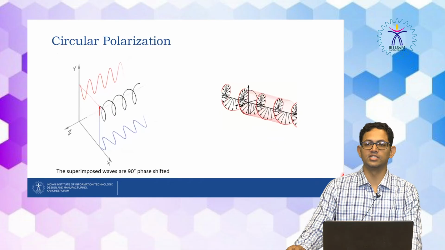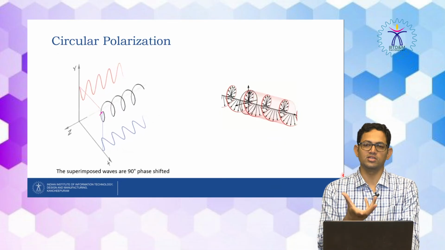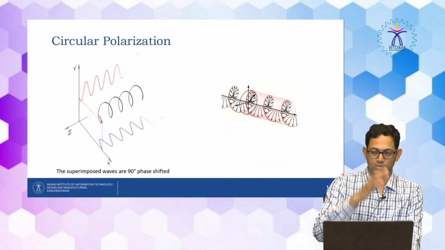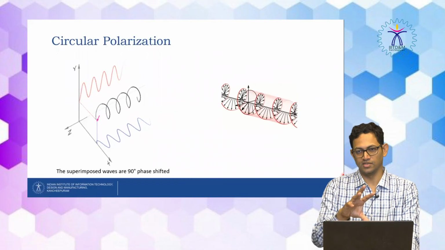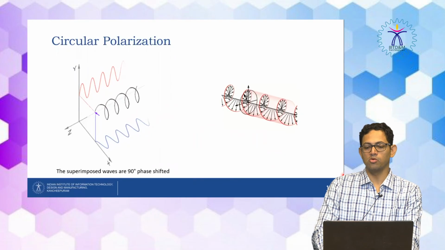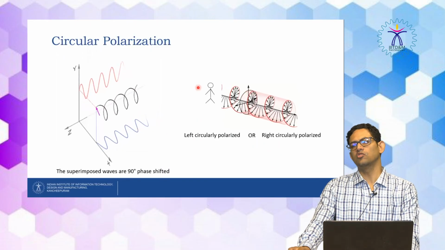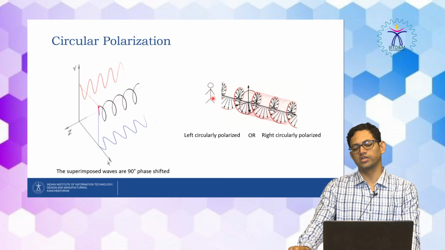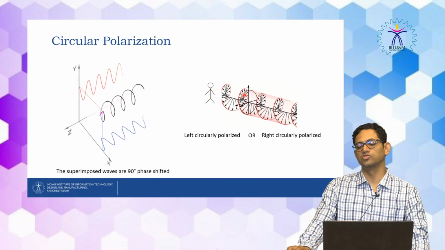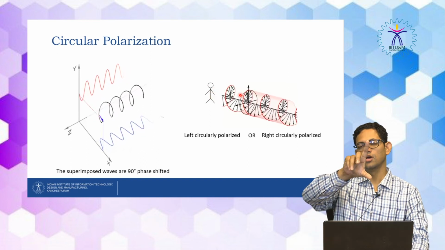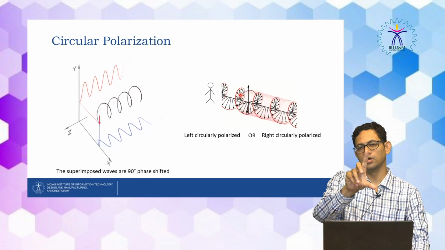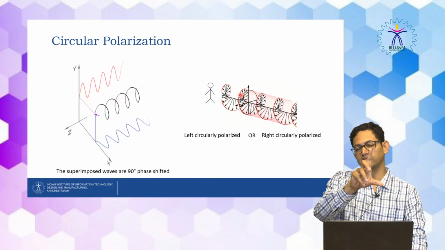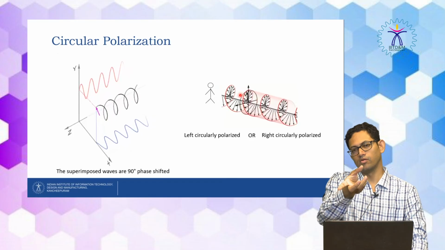So whether it is right circularly polarized or left circularly polarized, RCP or LCP, that depends upon where you see your wave. For example, you are standing over here and trying to see over here, you just try to see how it is rotating. How is the electric field rotating? Either it is rotating clockwise or anti-clockwise.